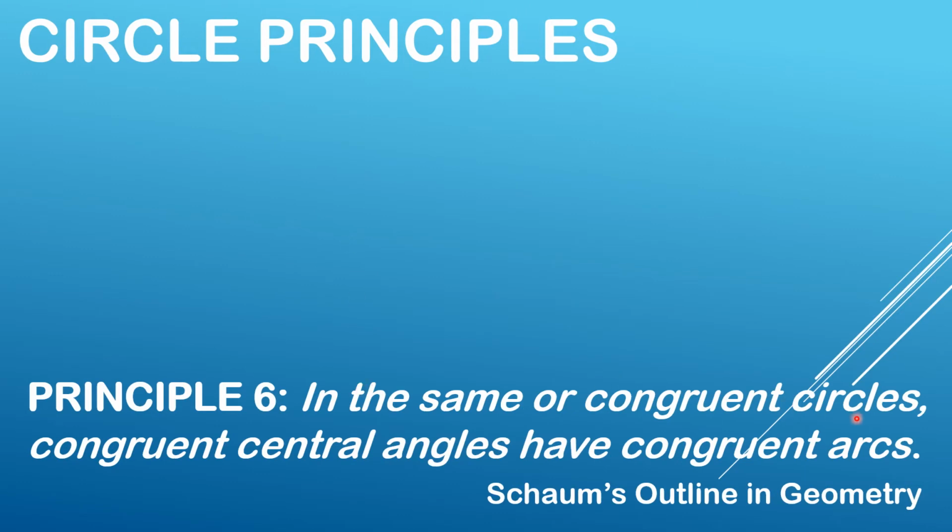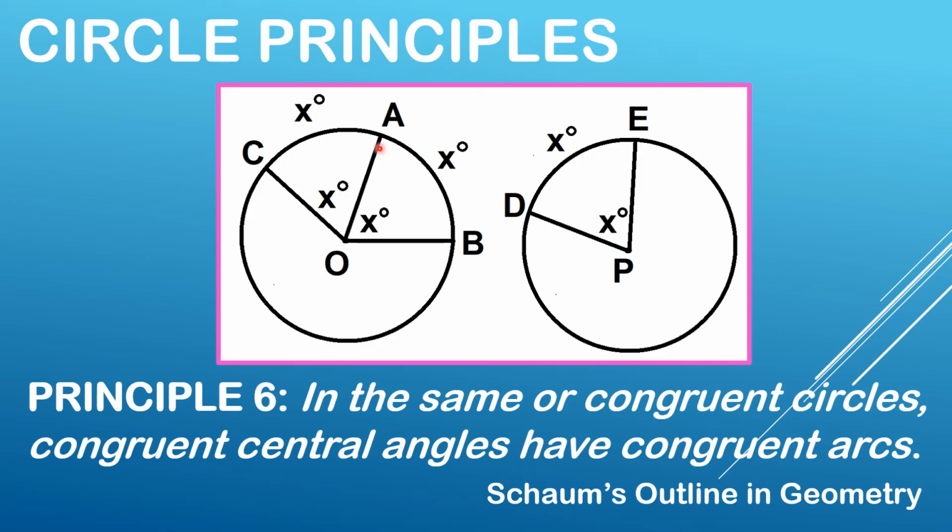Principle 6. In the same or congruent circles, congruent central angles have congruent arcs. So notice that if these two central angles in a circle are congruent, then its arcs must also be congruent. Now if these two circles are congruent and also these central angles are congruent, then these arcs are congruent.